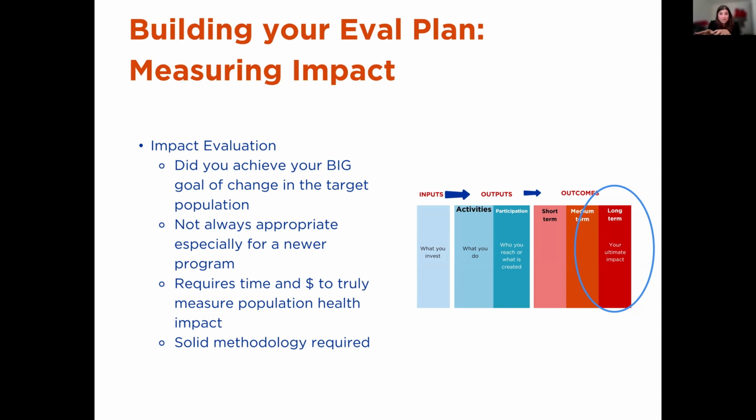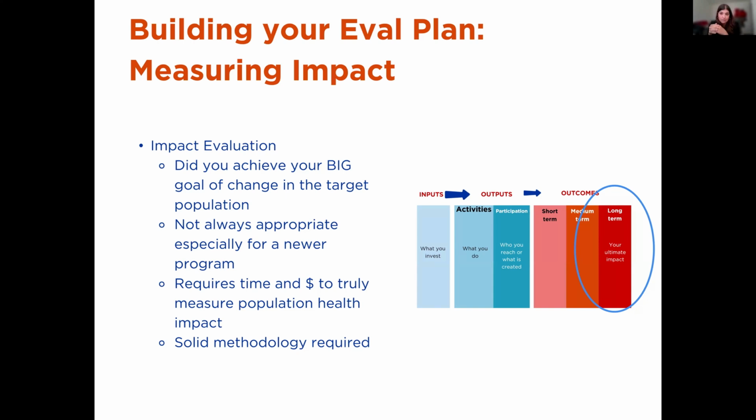This is not always appropriate to measure for a newer program, right? Sometimes we want to see that ducks are in a row before we get to that big question, right? Give people time to shift, make tweaks, right? We don't want to throw the baby out with the bathwater. But this form of evaluation requires a huge amount of time, money, and resources to conduct well, right? Really solid methods are incredibly important when we're talking about impact evaluation.